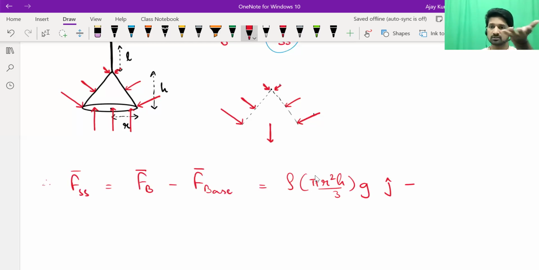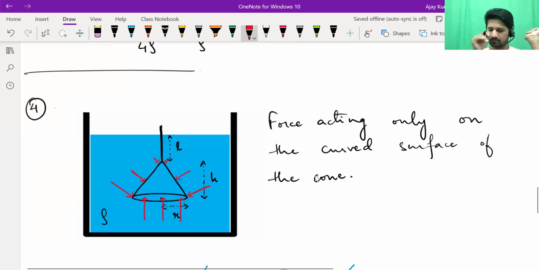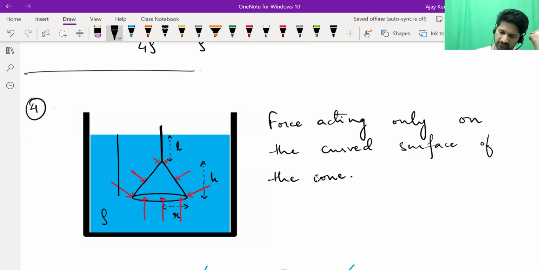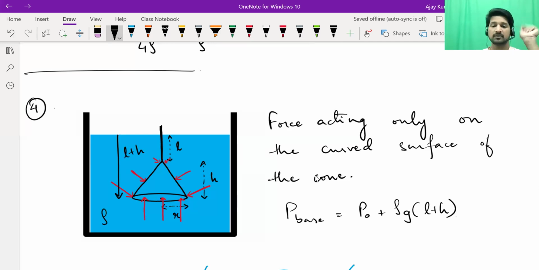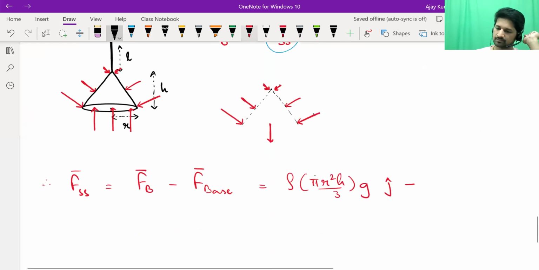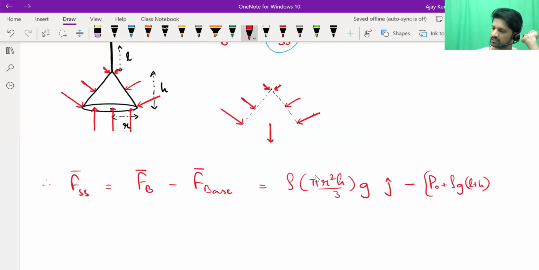Force acting on the base is pressure on the base multiplied with area, because it's a flat surface and uniform pressure. The entire base is at the same depth from the free surface. What is the depth of the base from the free surface? L plus H. So what will be the pressure on the base? P naught plus rho g times the depth, L plus H. Multiply that with area of the base, pi r square. That is the force acting on the base. And in which direction is it? Upward. That's all. You subtract these two, you will get the force acting on the slant surface.